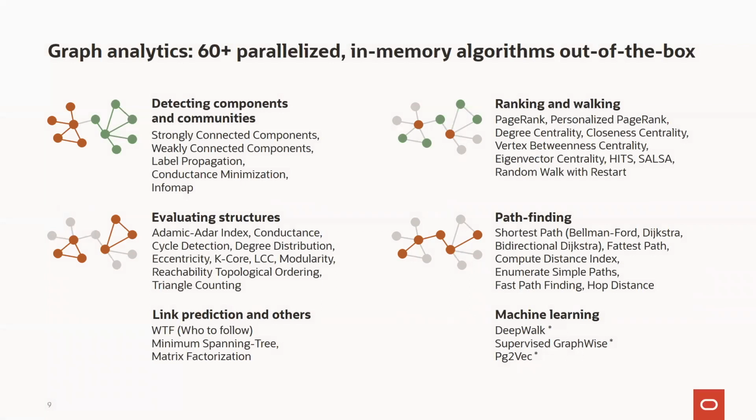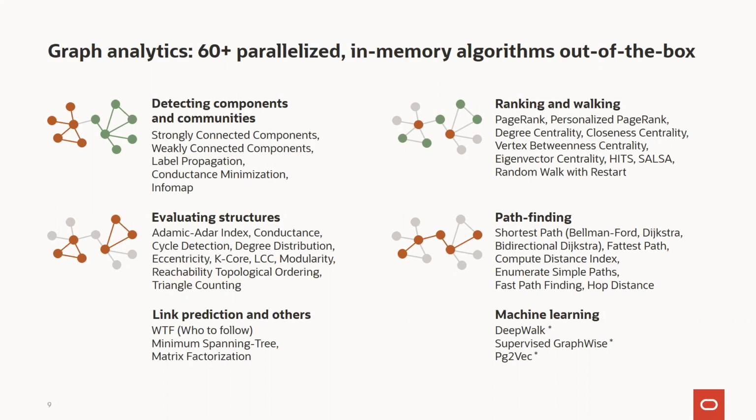Like we highlighted, graph analytics has a set of built-in algorithms, more than 60 built-in algorithms out of the box, that help you detect components and communities. So within community detection, you can execute queries to find insights based on the strongly connected components, weakly connected components, and the rest that are highlighted.